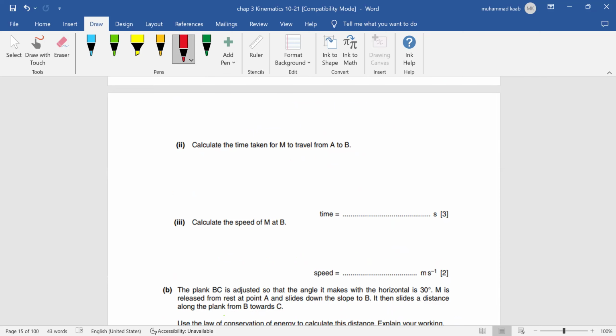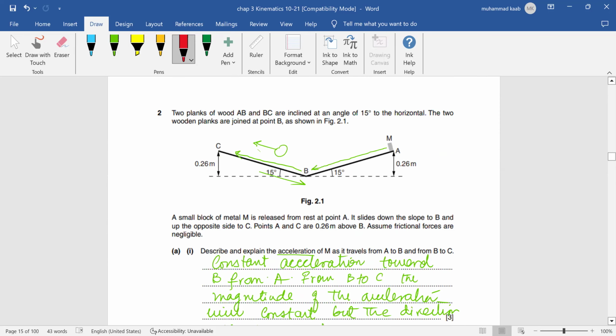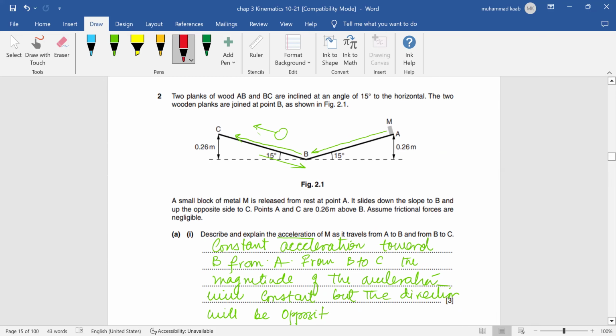Calculate the time taken for M to travel from A to B. From A to B. Okay. So is it a horizontal motion or a vertical motion or both? Sir, horizontal. Okay, very good. It is a horizontal motion. Okay. So is it a constant acceleration motion or a constant speed? Sir, constant acceleration. Constant acceleration means you have to use the equations of motion, okay?